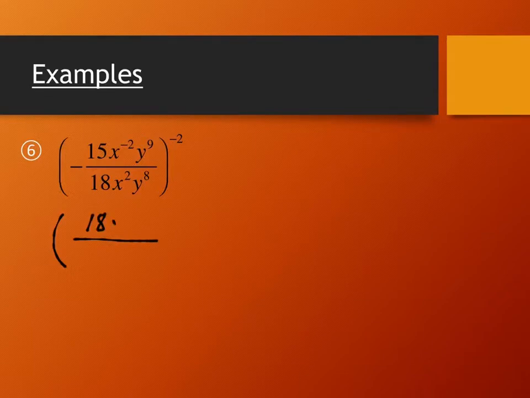In particular, the 18x squared y to the 8th will be on top, and the 15x to the -2 y to the 9th will be on bottom. There's still a negative in front, okay? That is in front of the fraction, but inside the parentheses. And what I have this now equivalent to is a +2 on the outside. So in some sense, all I really dealt with was the negative, and that's it. All right. We could distribute the 2 through next, or we can simplify and clean up what's on the inside next, and that's going to be my suggestion. So we're going to simplify the inside first, and then we'll talk about the 2 after that.